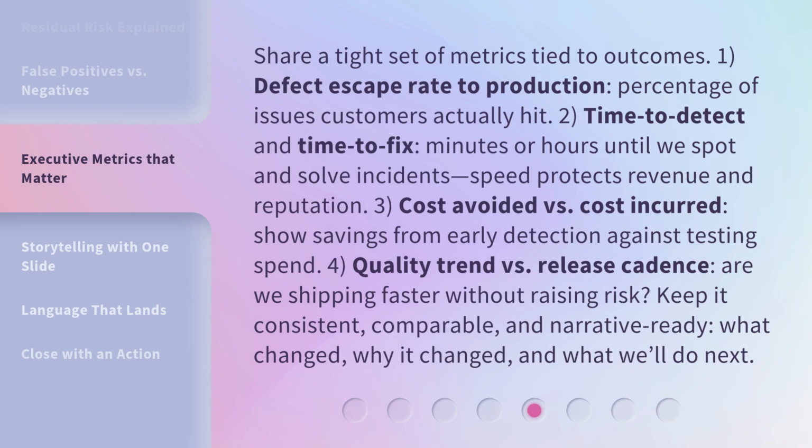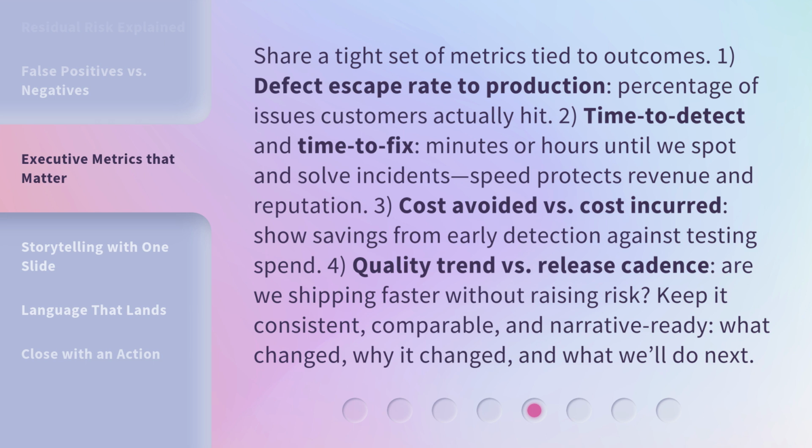Share a tight set of metrics tied to outcomes. 1. Defect escape rate to production. Percentage of issues customers actually hit. 2. Time to detect and time to fix. Minutes or hours until we spot and solve incidents. Speed protects revenue and reputation.